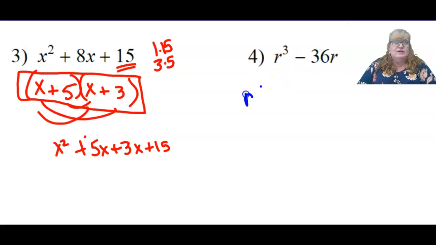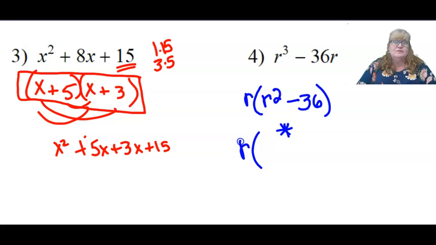I can take an r out. That will leave an r squared minus 36. This is one of those special ones because this is the difference of two squares. The sum of two perfect squares you cannot factor, but the difference you can, because if you take the square root of this, it is r, and to get a 36, you would take 6 times 6, because the square root of this is 6.